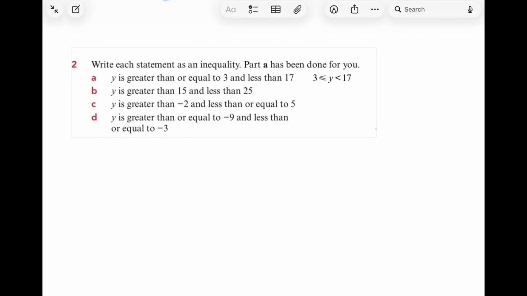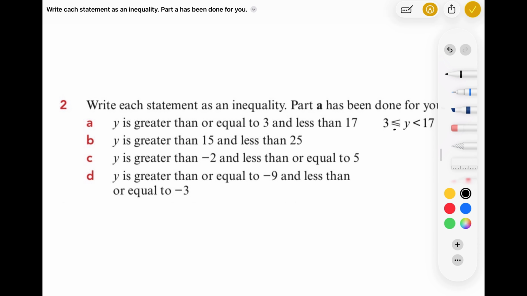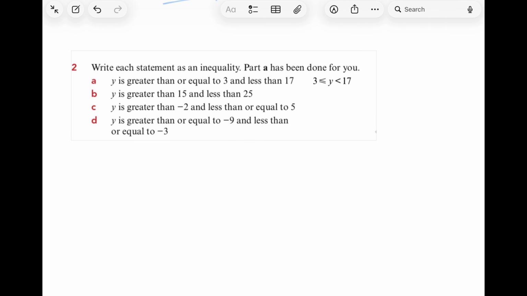Okay, so the question is, if you see here, it's written write each statement as an inequality, and the first one is done for you. So first one is already done, that is y is greater than or equal to 3 and less than 17. This is written in words. They have written in the form of the inequality. Now we will do the same with the second one.